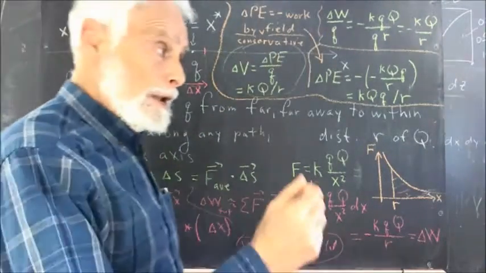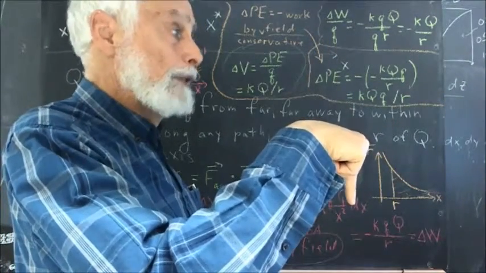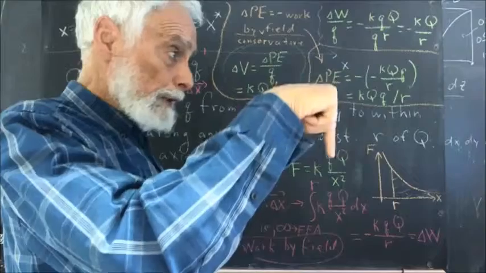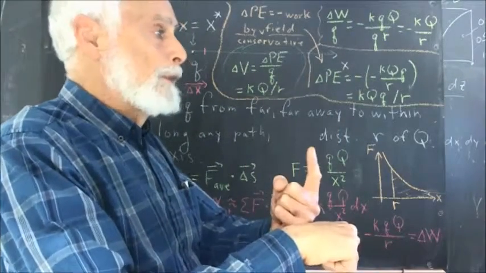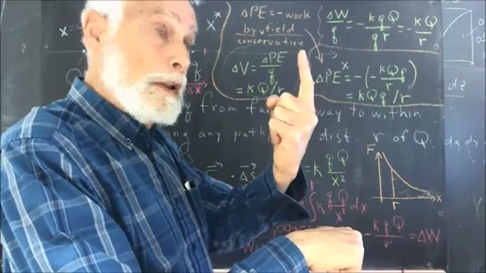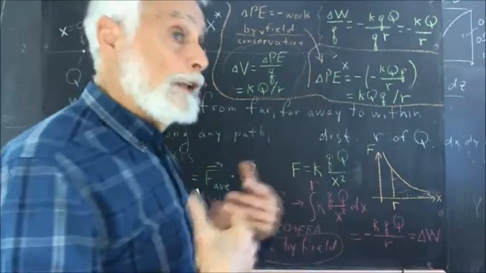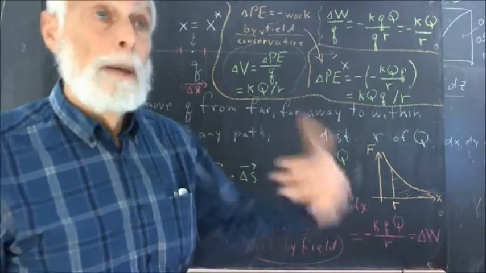If I lift an object against gravity, I'm exerting a force in this direction. Gravity is exerting a force in this direction while I'm moving in this direction, so gravity does negative work, but I'm increasing the potential energy. So the potential energy increase is equal and opposite to the work done by gravity.